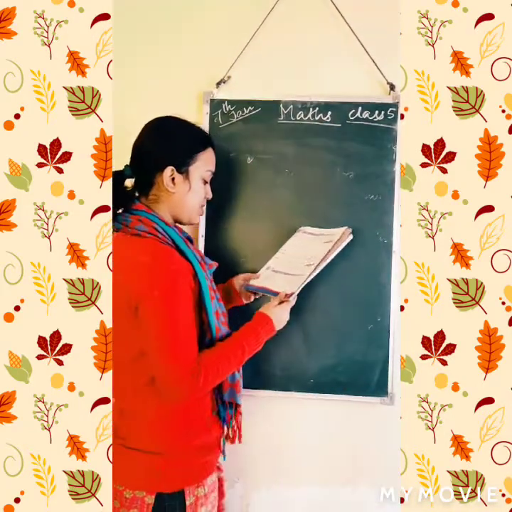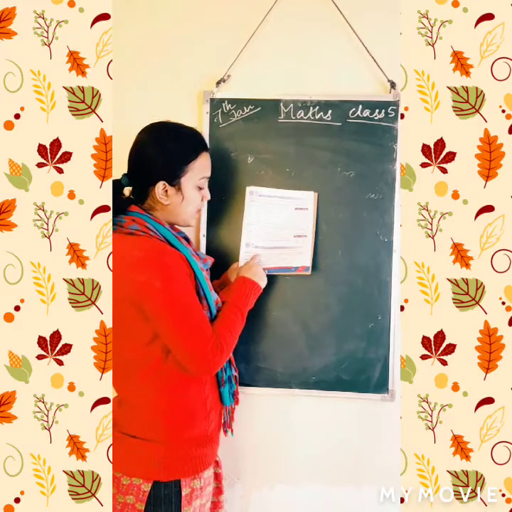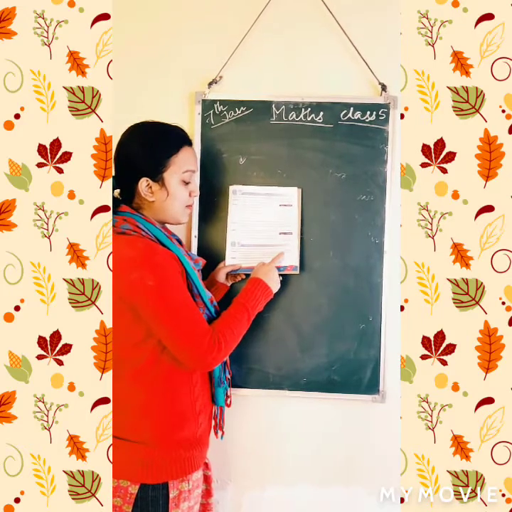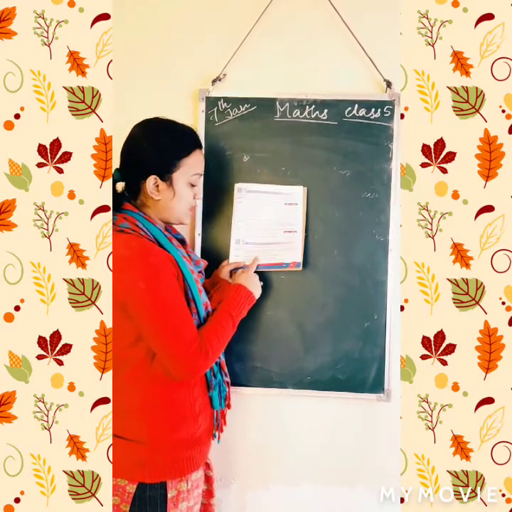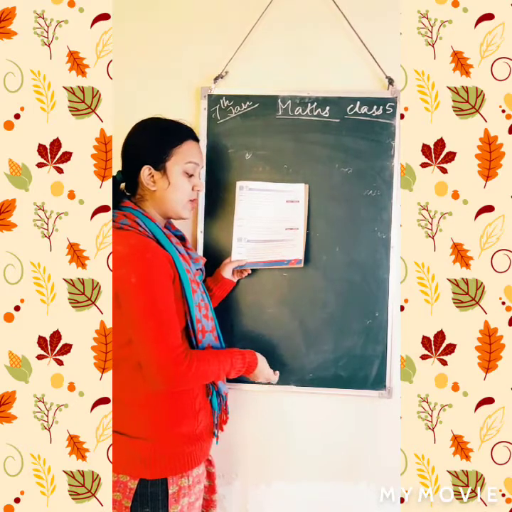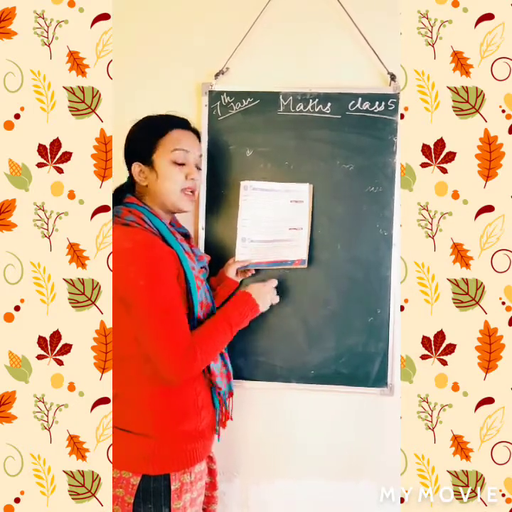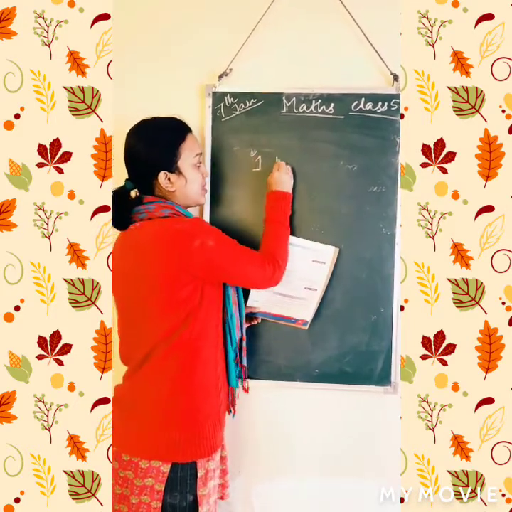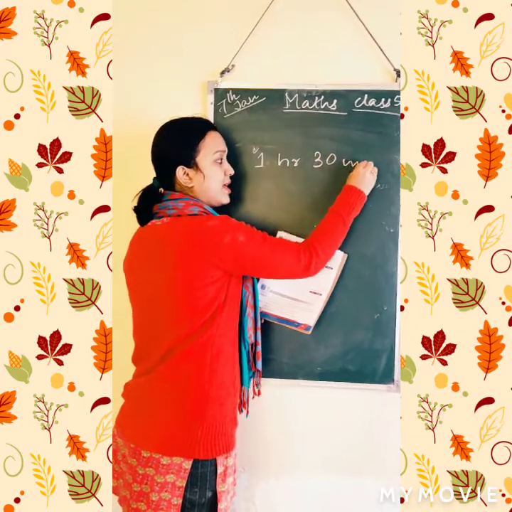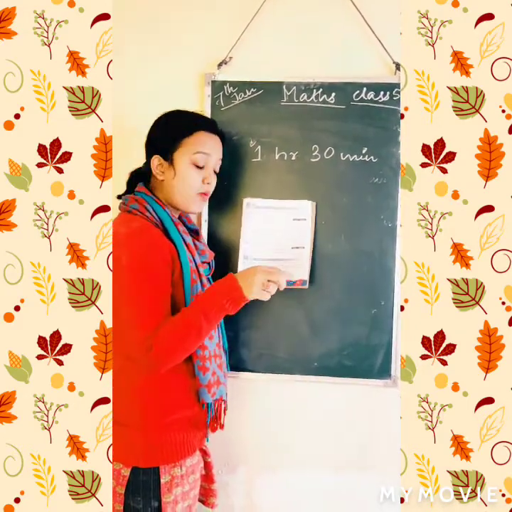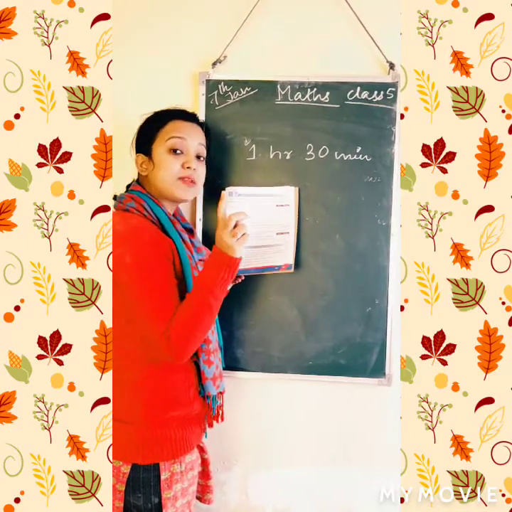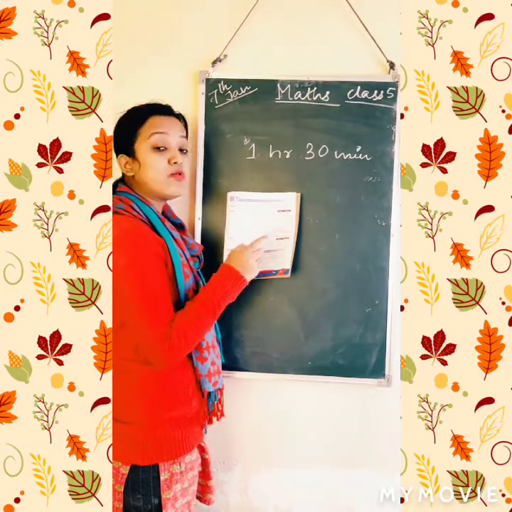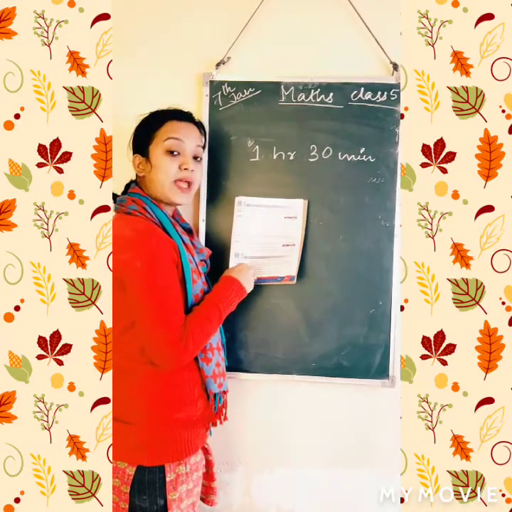Now, in your next question, there is one more question. Mr. Roy spends 1 hour 30 minutes in his garden every day. Mr. Pawan does the same for 50 minutes. How much more time did Mr. Roy spend than Mr. Pawan in his garden? That means Mr. Roy is spending 1 hour 30 minutes in his garden. And Mr. Pawan is spending 50 minutes in his garden. So now the question is, they are asking you, how much more does Mr. Roy spend than Mr. Pawan?